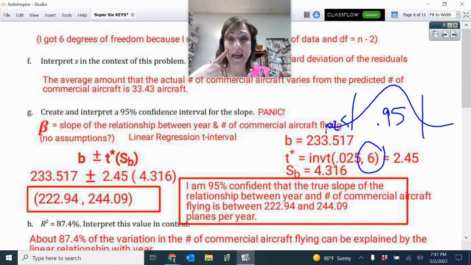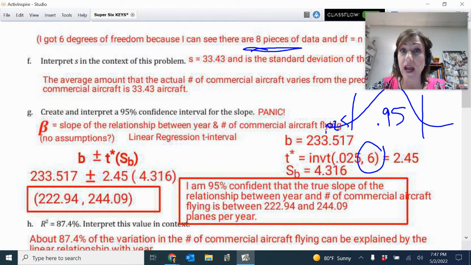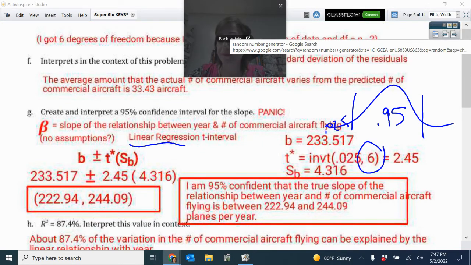Where did I get that from? Well, I counted the number of pieces of data on the front, and there were 8 pieces of data. And since there are 8 pieces of data, and for linear regression, 2-variable data, you have sample size minus 2. Then here we have 6 degrees of freedom.